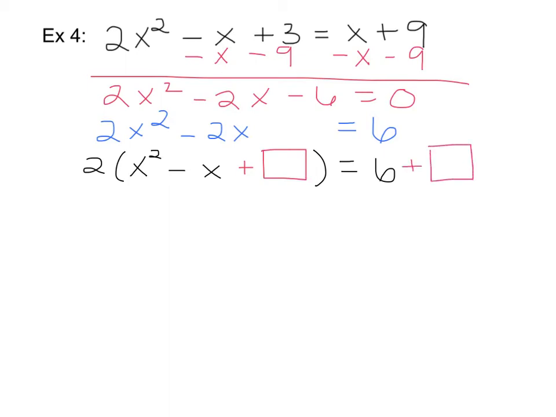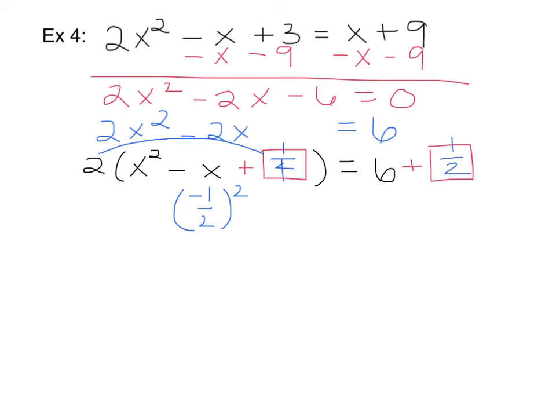So I take my b term, which is negative 1, divide it by 2, and square it, and I get positive 1/4. But since I have this 2 out in front, I have to do 2 times 1/4 before I add it to my other side. So 2 times 1/4 takes it back down to 1/2 that I add to this side.